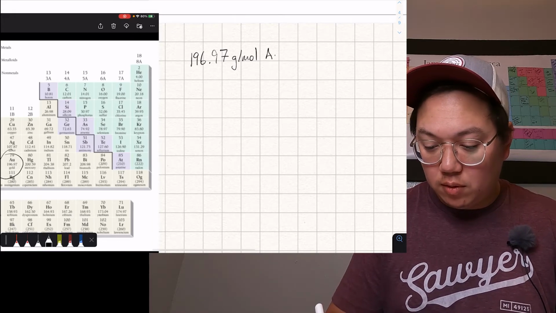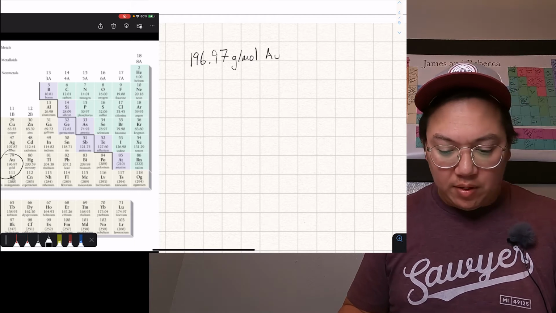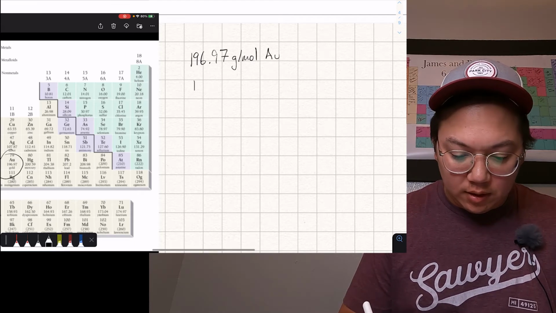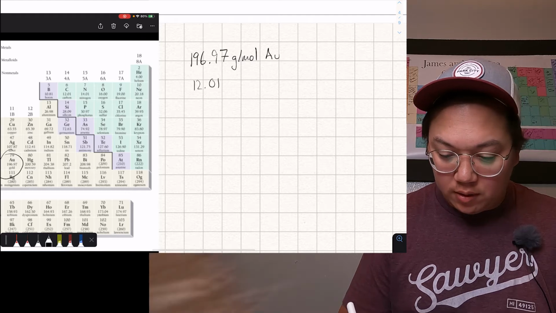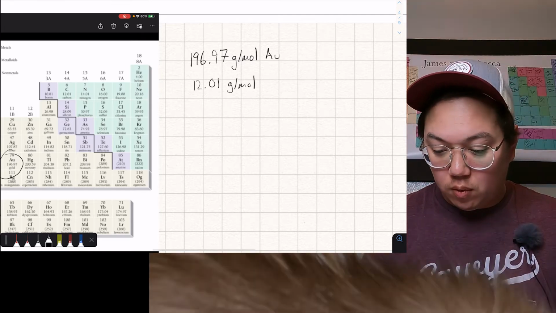So grams per mole of gold. And let's compare that to carbon. So carbon has an atomic mass of 12.01 grams per mole.